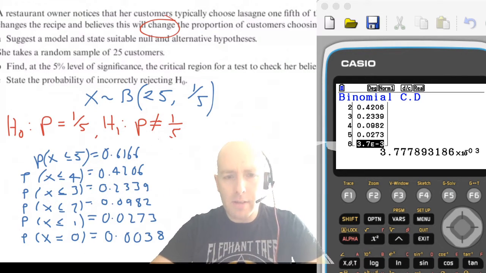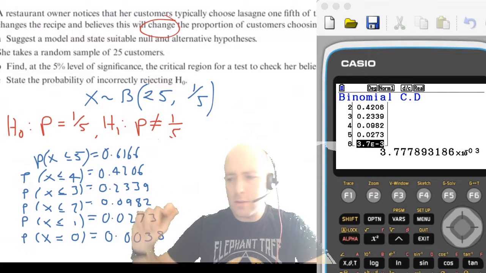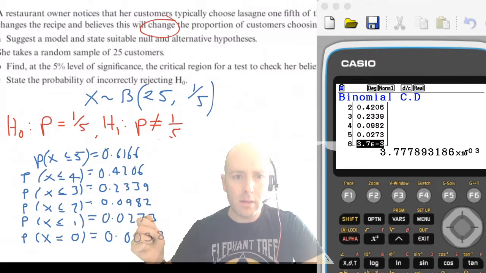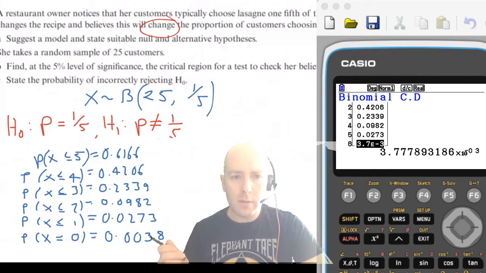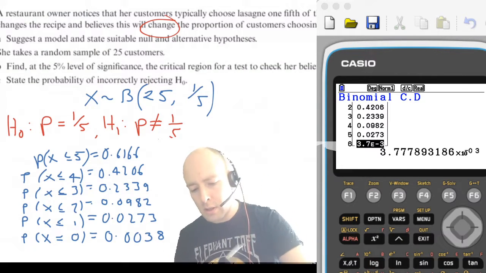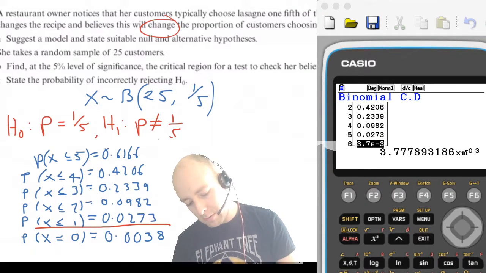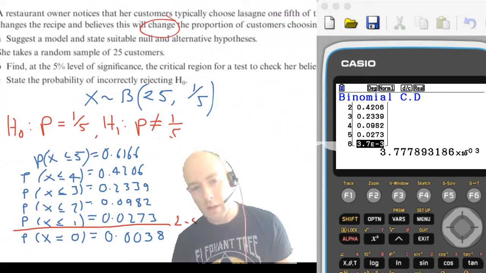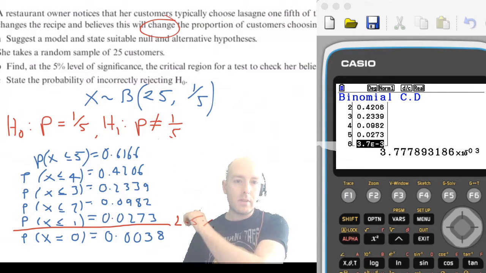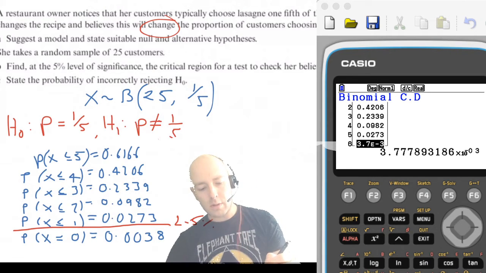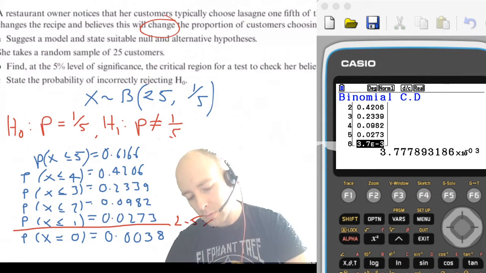Okay, so looking at my values here, where does the 2.5% come in? This one here is 2.7%, so this one here is going to be our first critical value. We always put a line on here. This is the 2.5% level. These are the acceptance values, and this is the critical values. So the critical region is going to be x equals 0 for part of our critical region.